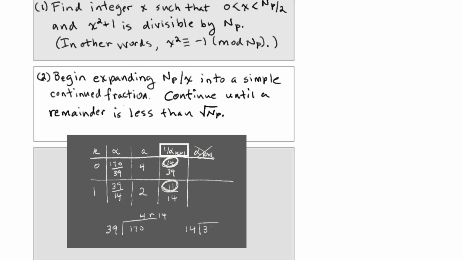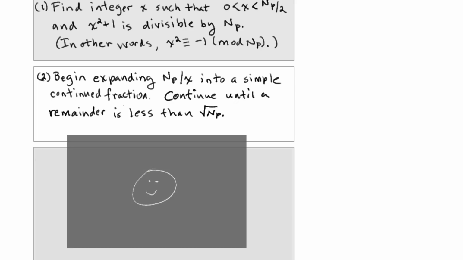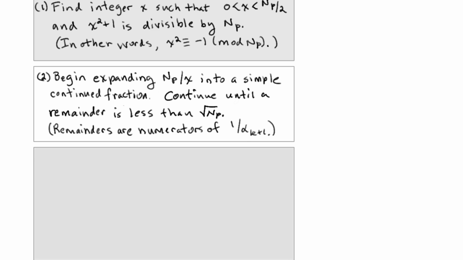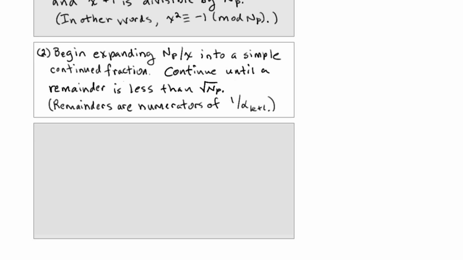If you divide 14 into 39, it is 2 remainder 11. Let's add this information to step 2. The remainder is the numerator of 1 over alpha sub k plus 1. In step 3, we write the solution.